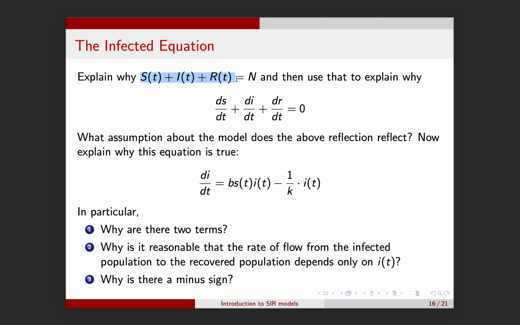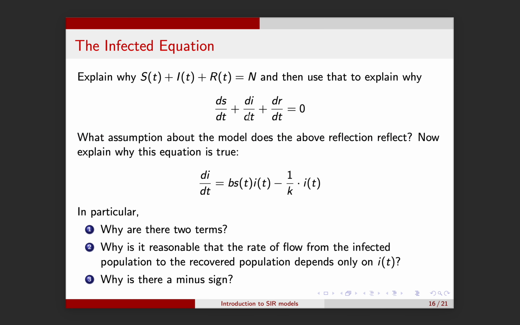These are capital letters, but you can make them lowercase by dividing by capital N. Okay, so you get this. The 3 derivatives combined add up to 0, and we get that from the fact that the total population is fixed. Okay, now you can explain why this equation is true.